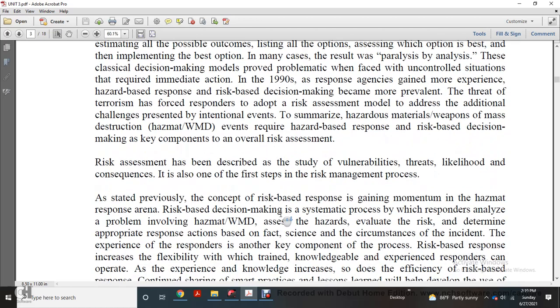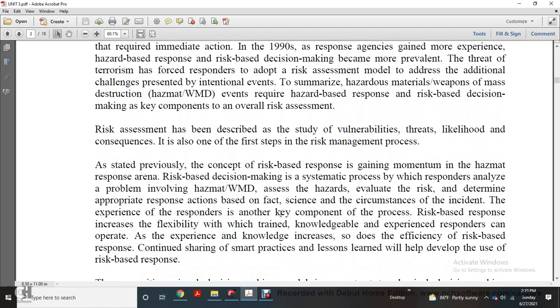decision-making. The key component is the overall risk assessment. Risk assessment has been described as the study of vulnerability, threat, likelihood, and consequence, one of the first steps of the risk management process. As stated previously, risk-based decision-making is a systematic process in which responders analyze problems involving hazmat and weapons of mass destruction, assess the hazard, evaluate the risk, and determine the appropriate response action based on the facts, science, and circumstances of the incident and the experience of the responders.